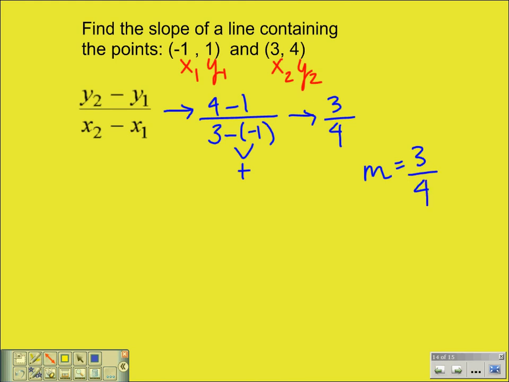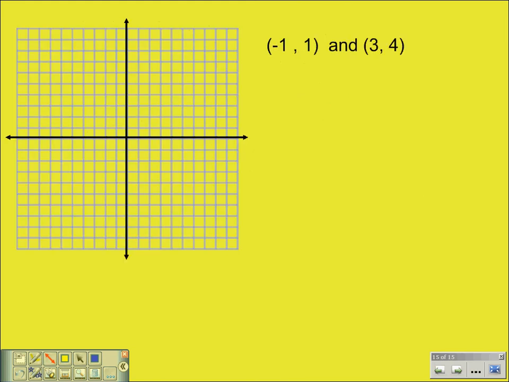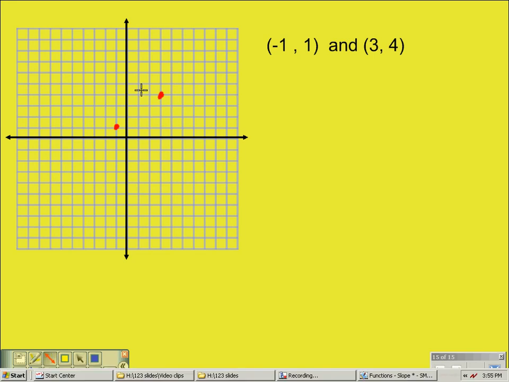Now, we're going to graph this next just to show how this works out and to prove that the slope is true. Here we go with the coordinate plane. We're going to plot the point -1, 1. So here's -1 and 1. So we'll put a dot there. And we'll put another one at 3, 4. 1, 2, 3, and 4. Okay. So I'm going to grab a line.